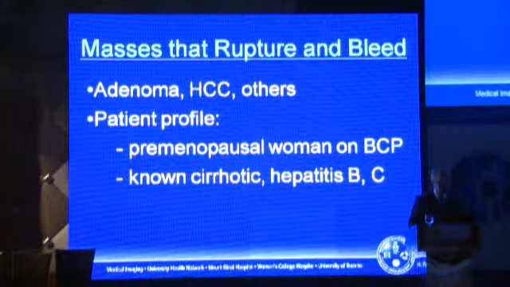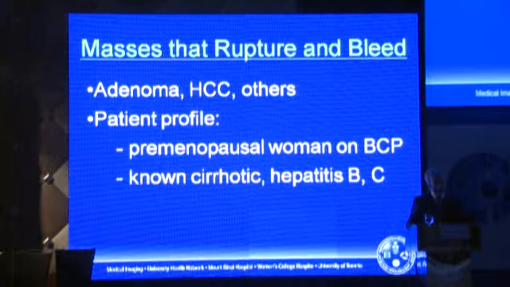Now, in the last 5 minutes or so, I'll briefly discuss another mimic of acute cholecystitis, and that is liver masses that rupture and bleed. And the famous two are primary liver tumors, liver adenomas, and hepatocellular carcinomas. There are others that can bleed, but they're the big two. And how do you distinguish those two apart when you see a ruptured liver mass? Well, yet again, it's the clinical history and the patient profile.